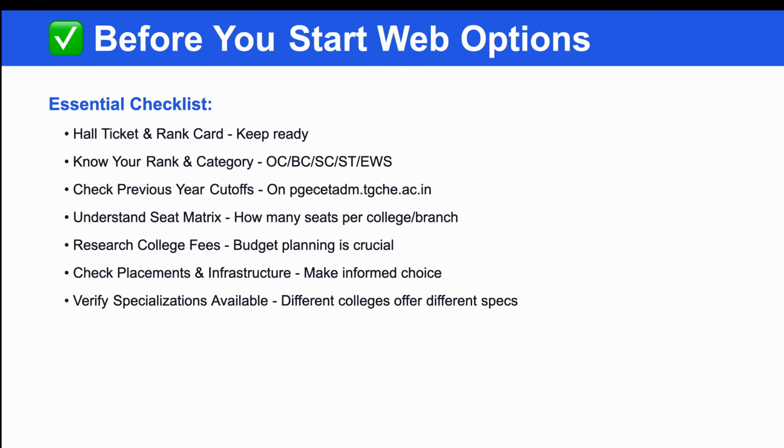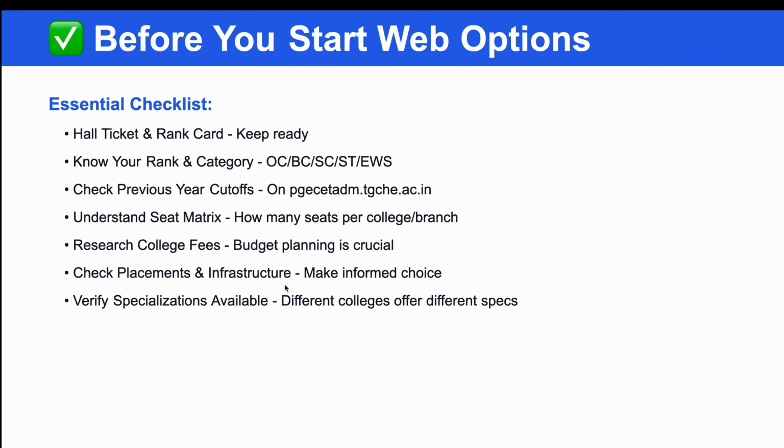And then check the previous year cutoff on the official website, but sorry, right now the official website doesn't list any of the cutoffs, so you can keep that approximately, you cannot keep that accurately. And if we speak about the seat matrix, how many seats per college and branch, if you know this, then you can enter accordingly as per your rank. And college fees, if you are someone who is having some financial crisis, then you should choose according to your budget, so you should also plan this.